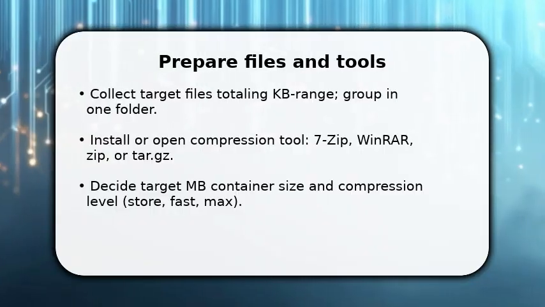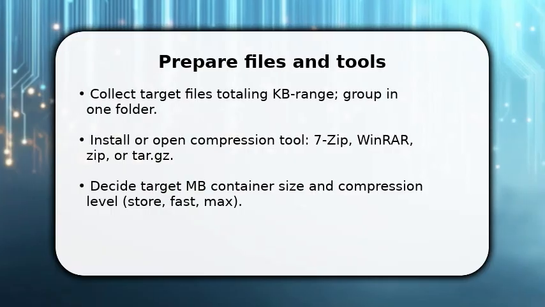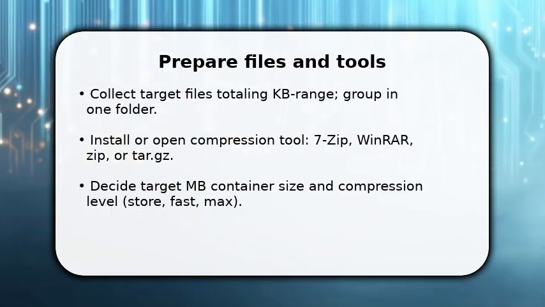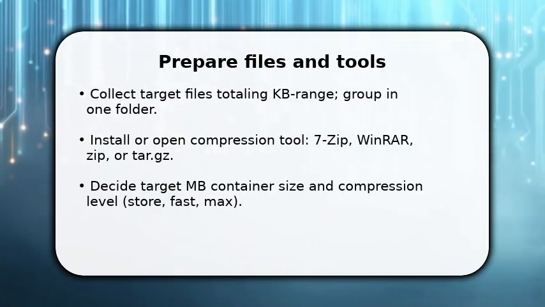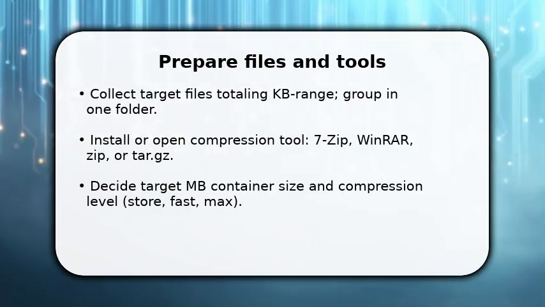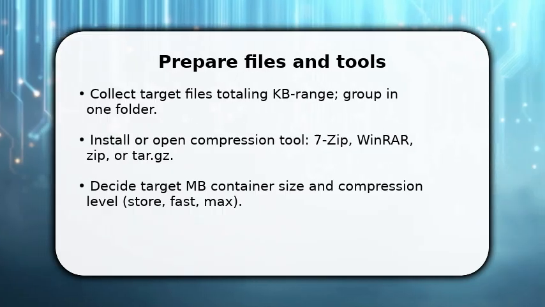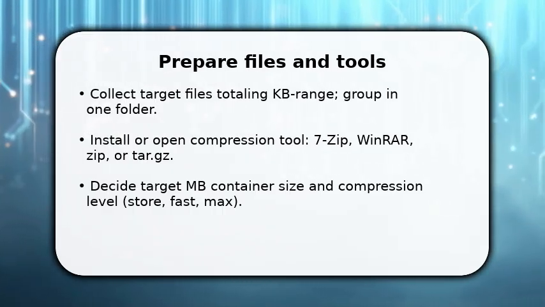You have files in kilobytes and want a single megabyte level package. Start now. Open your compression tool and point it at the folder with all KB files. Choose a format that yields MB-sized archives. Zip or 7Z typically produce smaller MB outputs.